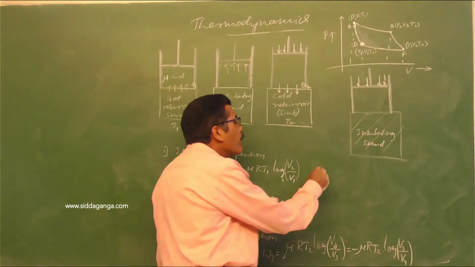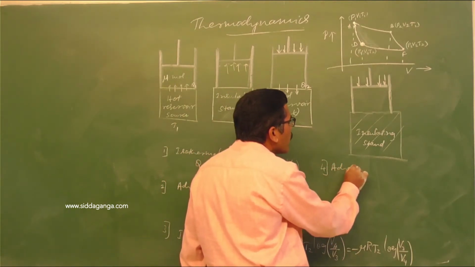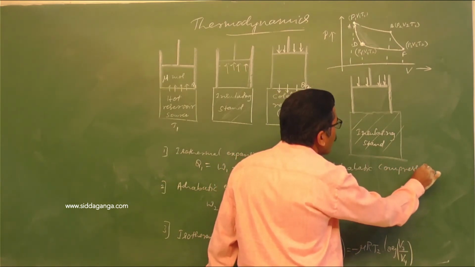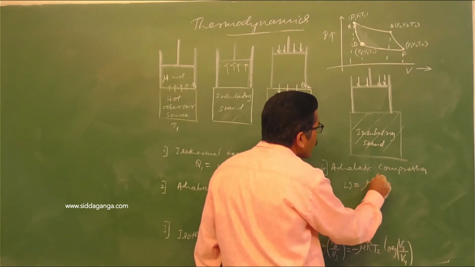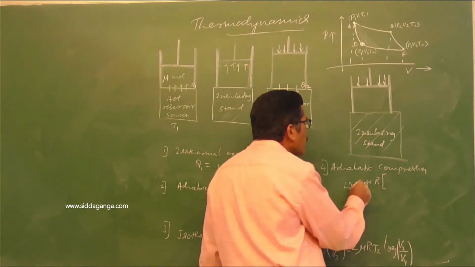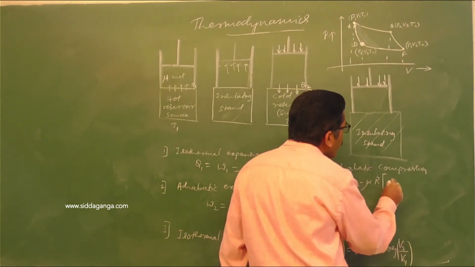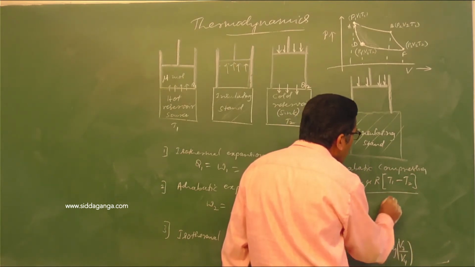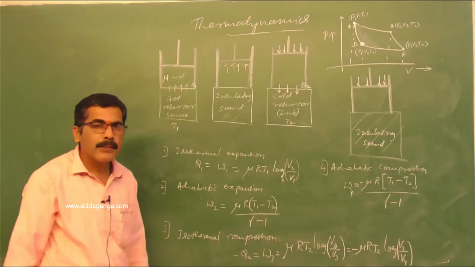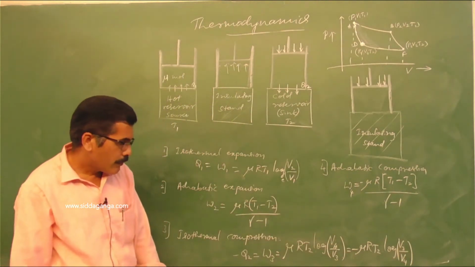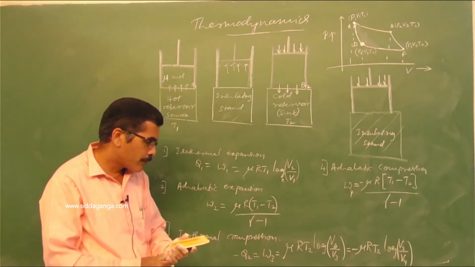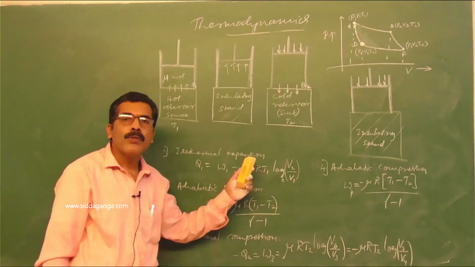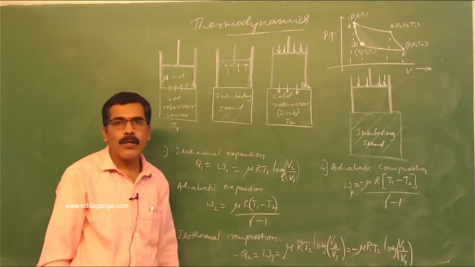And finally, we have adiabatic compression. Here, work done W4 is equal to mu R into (T1 minus T2) divided by gamma minus 1. Here it is work done on the gas, right? So when the work is done on the gas, it is taken to be negative. These are the 4 different stages of the Carnot cycle.